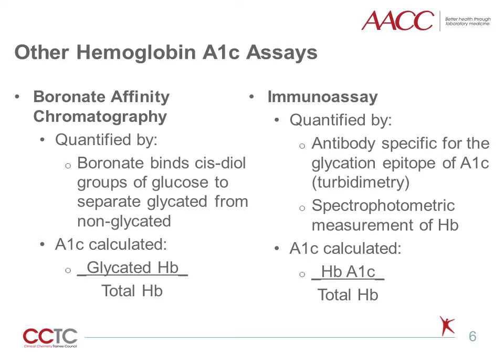Using two methods, immunoassay and spectrophotometry, to quantify hemoglobin A1c results in an additive effect of total error and can lead to an increase in bias and therefore a decrease in the assay's overall precision.